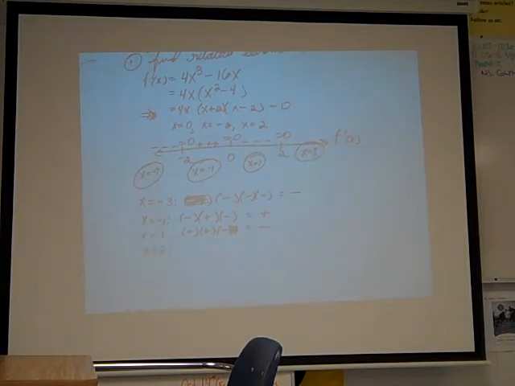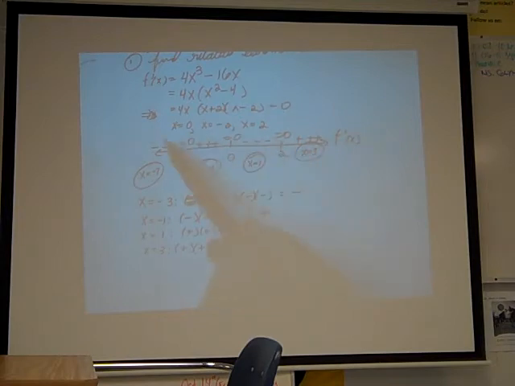x equals 3 is my test value. Plug it in. I get 4 times 3 is 12. All I care about is positive. 3 plus 2 is 5. Again, positive. 3 minus 2 is 1. Positive. Positive times positive times positive is positive.